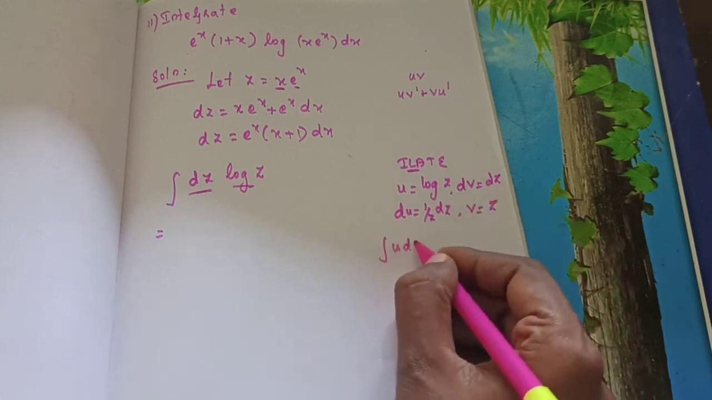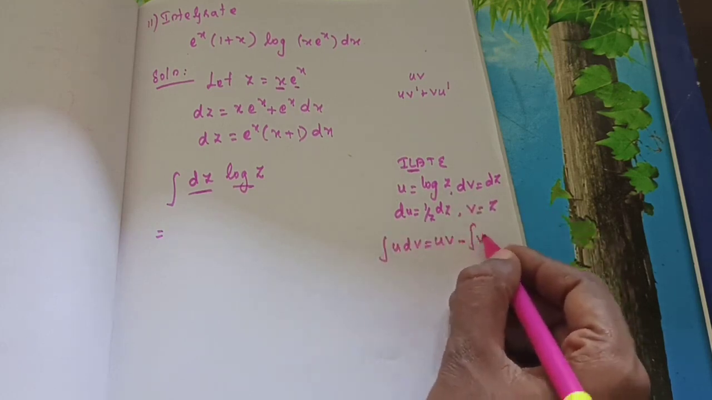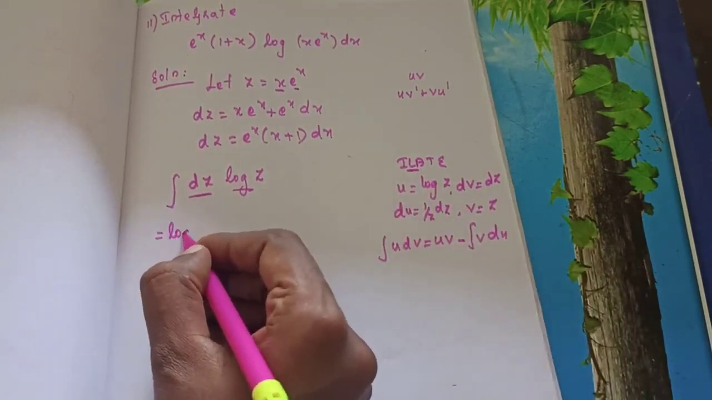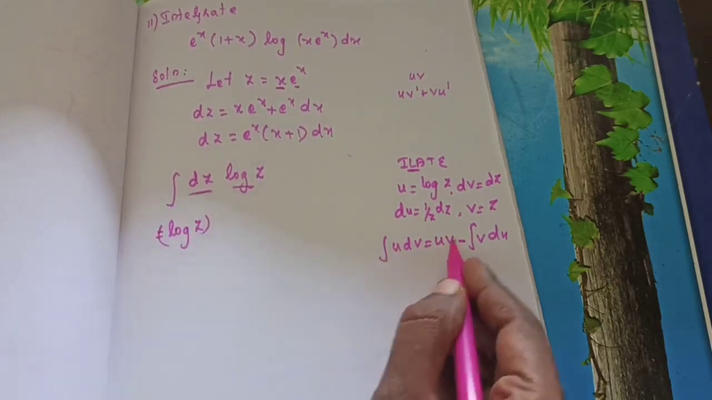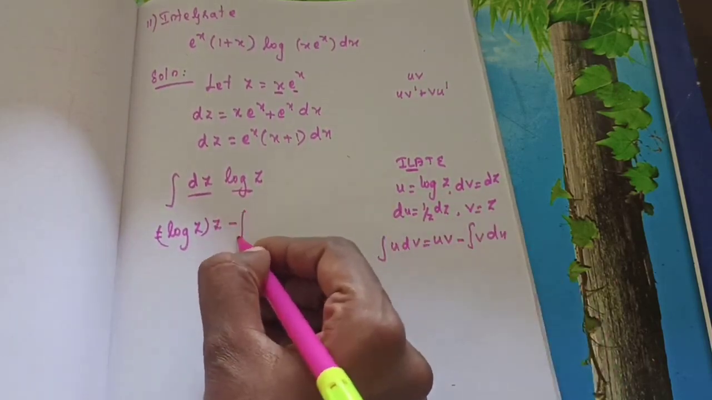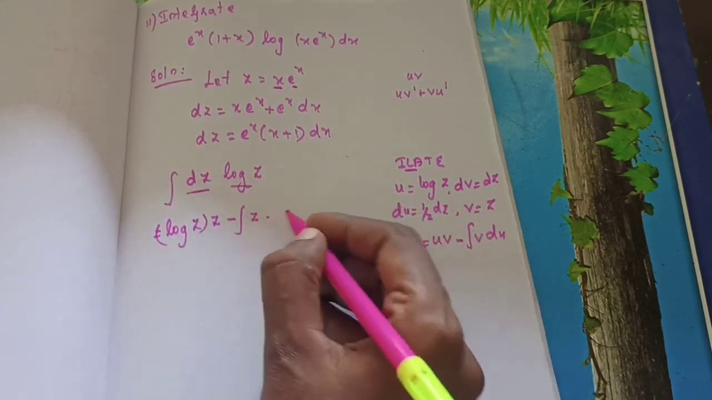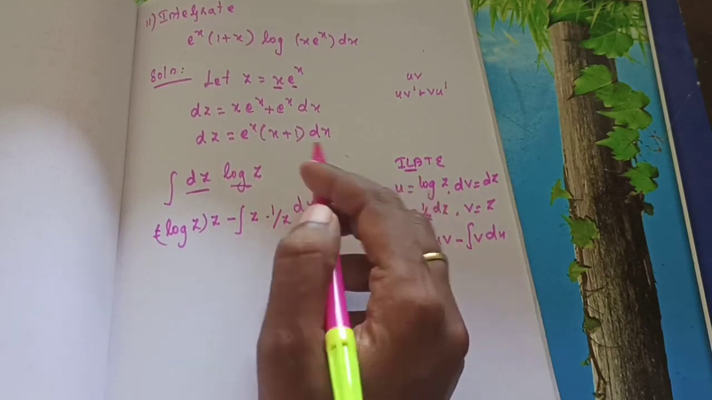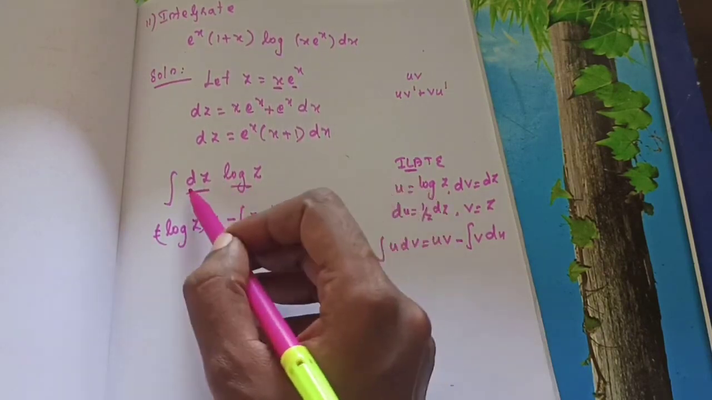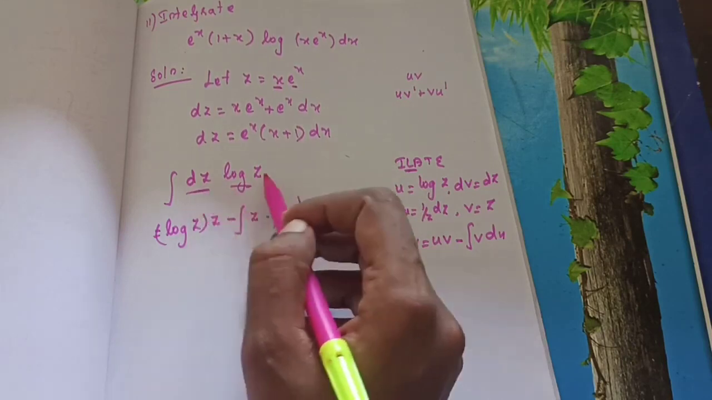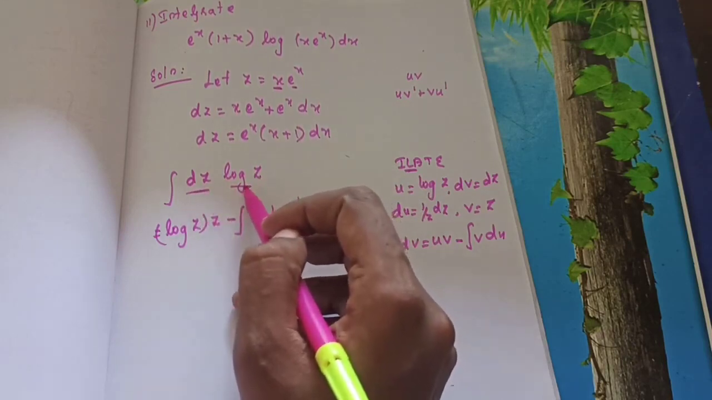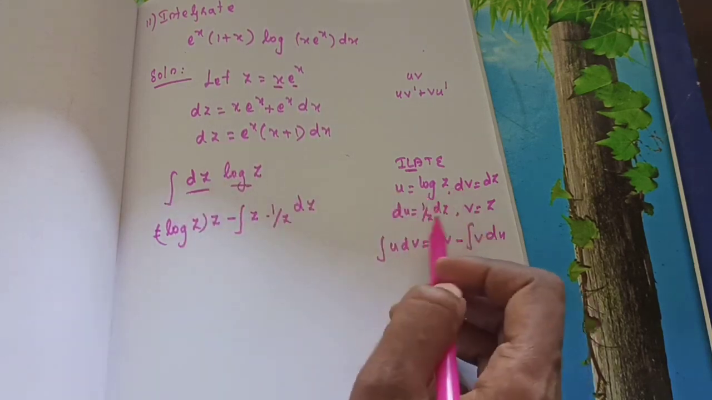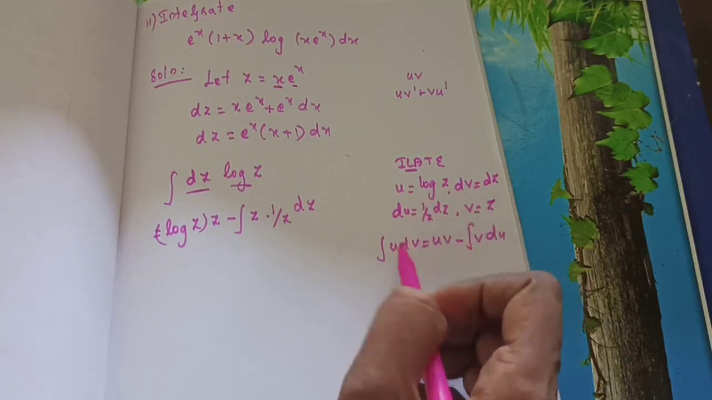So integral of u dv. What's the formula? uv minus integral of v du. Correct. So now we are going to substitute again. So log z into v, what's the value? z, minus integral of v value, which is z, into du. du is 1 by z into dz. Again children, listen here very carefully. Here are two functions. This is one arithmetic function and this is one logarithmic function. So the logarithmic function only we need to consider as u. This we consider as dv. Using that I have found du and I have found v from that u dv formula.